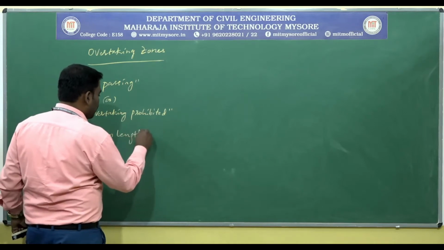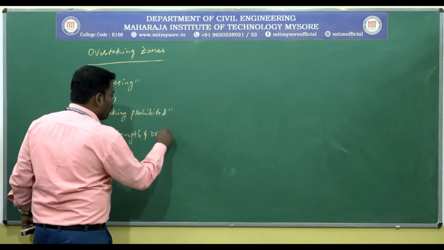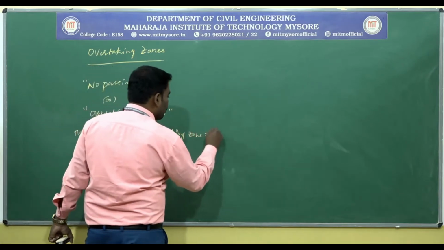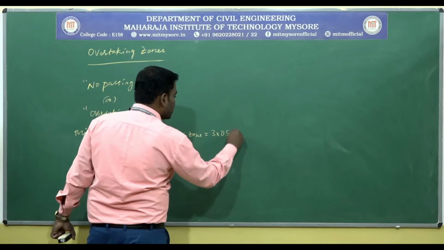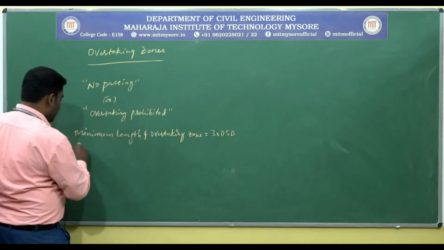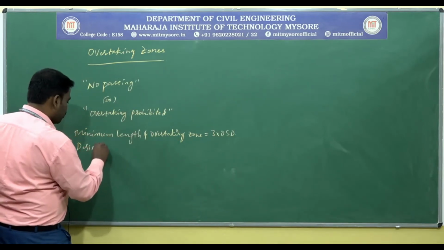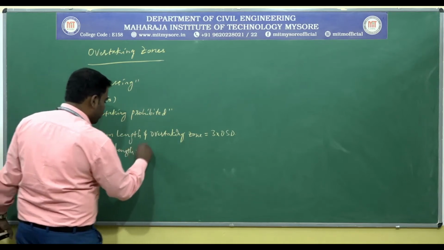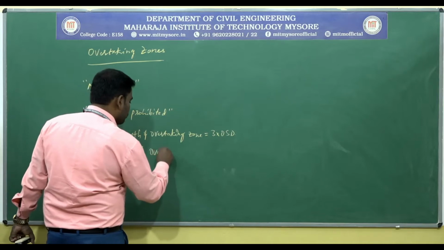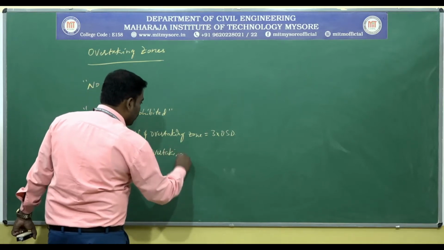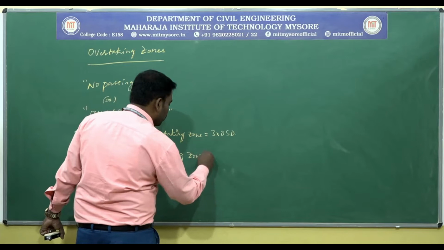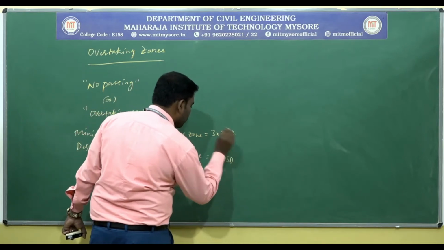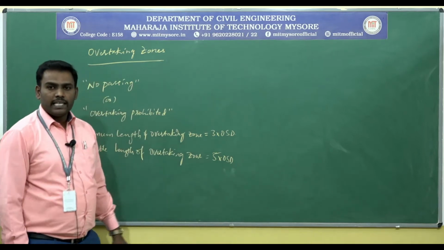Minimum length of overtaking zone is about 3 times the overtaking sight distance. Desirable length of overtaking zone is about 5 times OSD. It's about 5 times the overtaking sight distance.